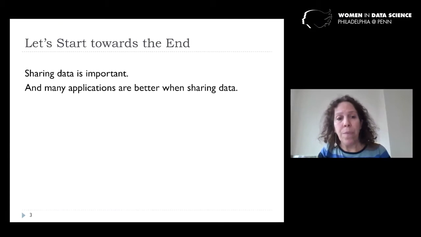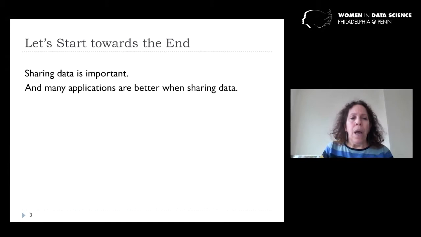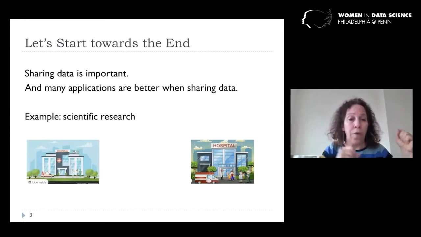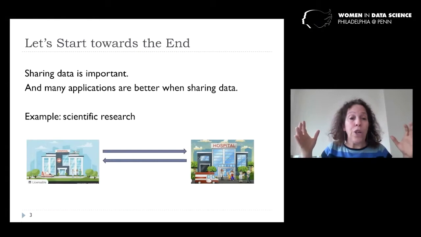However, sharing of data is also important. Many applications are better when they are able to share data. Just as one example, scientific research. You have two hospitals that are examining some disease, and in order to get better information about the disease, they want to exchange data.